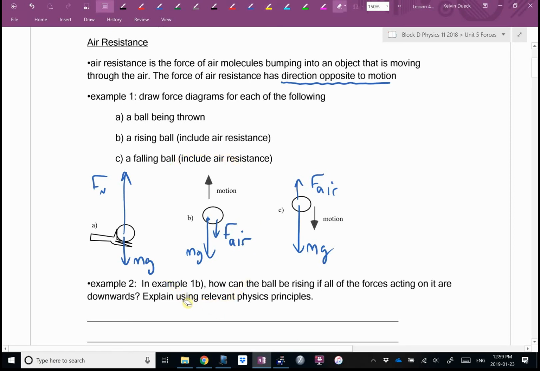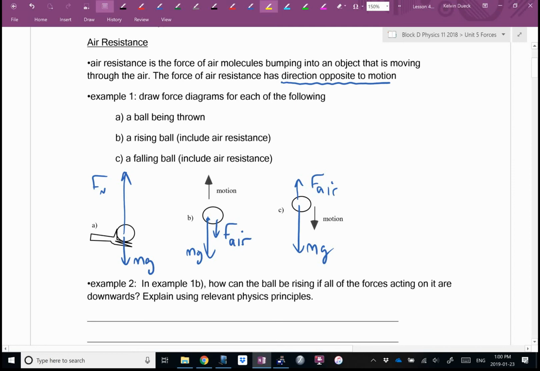This one is interesting. Example 2 says this. In example 1b, how the heck can the ball be moving up if all the forces acting on it are downwards? It's a good question. Or have we missed something? Sorry? Is it sitting on a surface when it's left my hand? Is it touching the ground when it's left my hand? So is there a normal force?